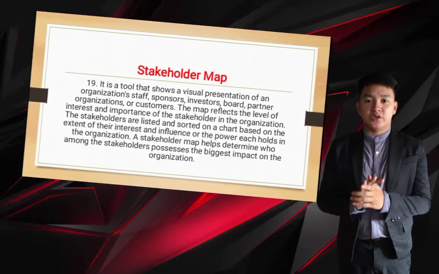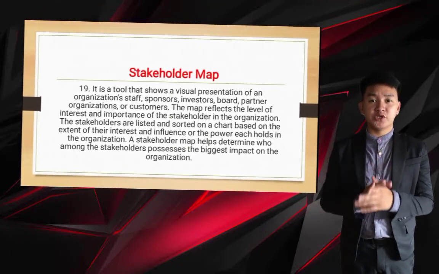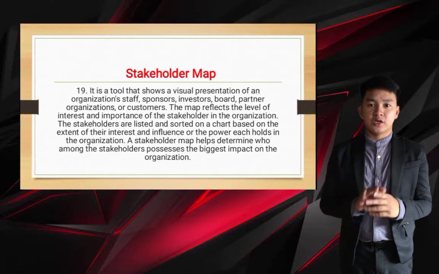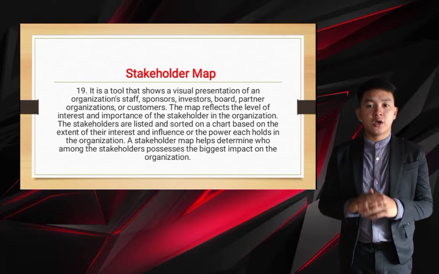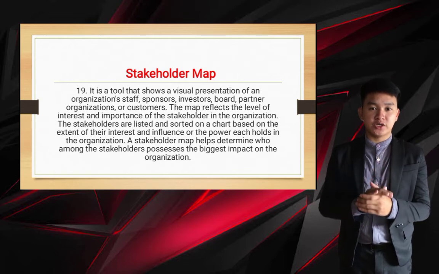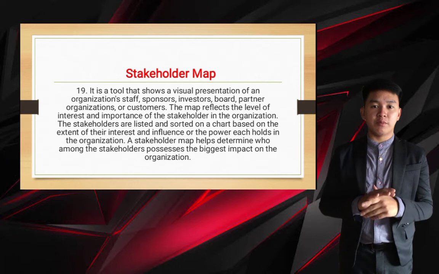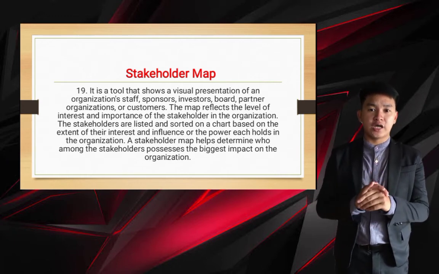Stakeholder map. It is a tool that shows a visualized presentation of an organization's staff, sponsors, investors, board, partner organizations, or customers. The map reflects the level of interest and importance of the stakeholder in the organization.